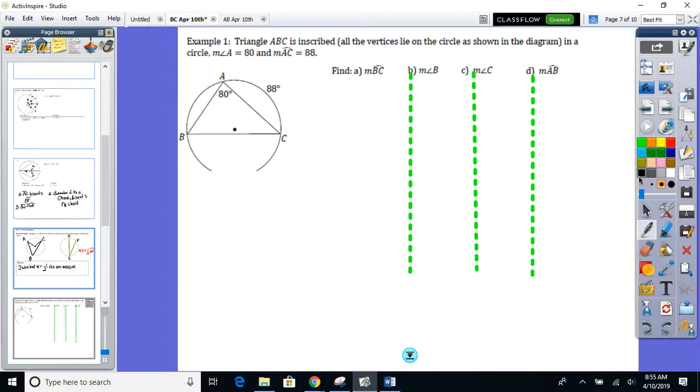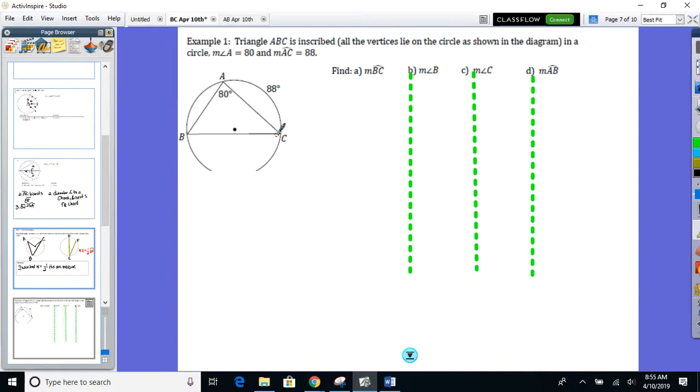First of all, does segment BC go through the center? No, so that's not a diameter, and not a semicircle, so I can't say 180. But take a look. Is there an angle up there? Name the angle that's drawn to arc BC. Angle A. Everyone see, angle A is drawn to arc BC.